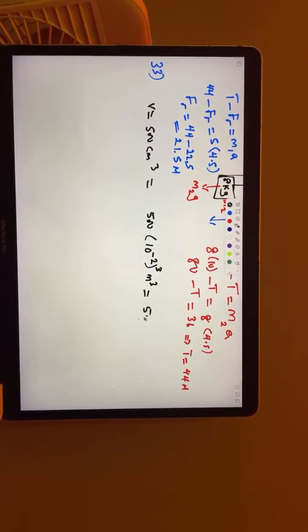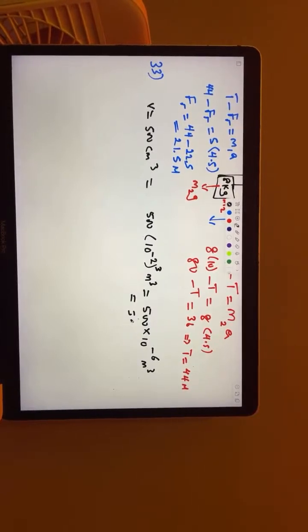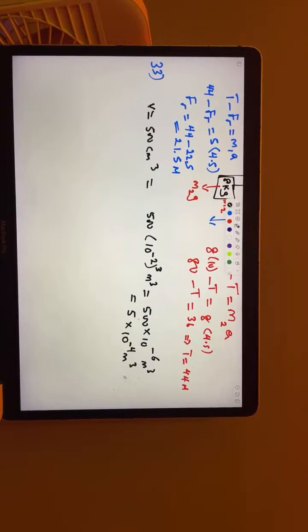So that means that we have 500 times 10 raised to power minus 6 meter cube, which is like 5 times 10 raised to power minus 4 meters cube. So that's our volume. Then what else do we have there? We have the density of that liquid. The liquid has density 10 raised to power 3 kilogram per meter cube.